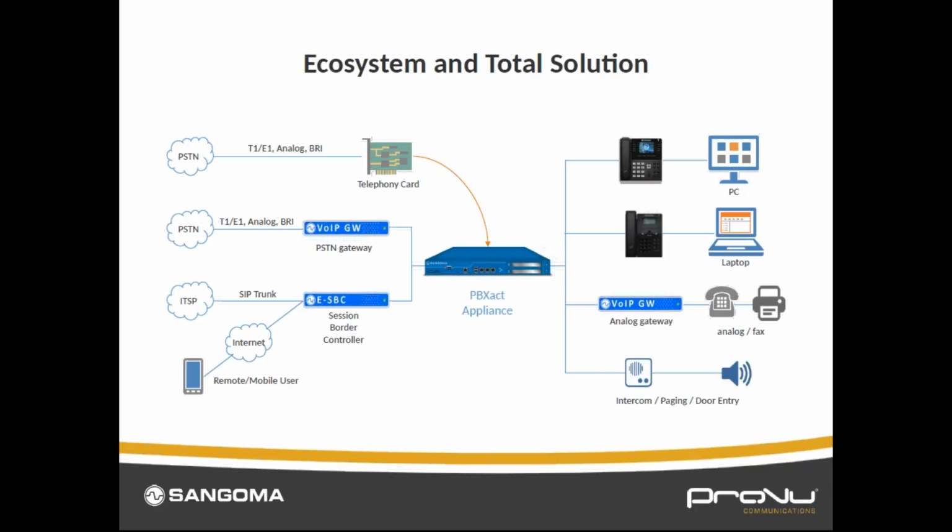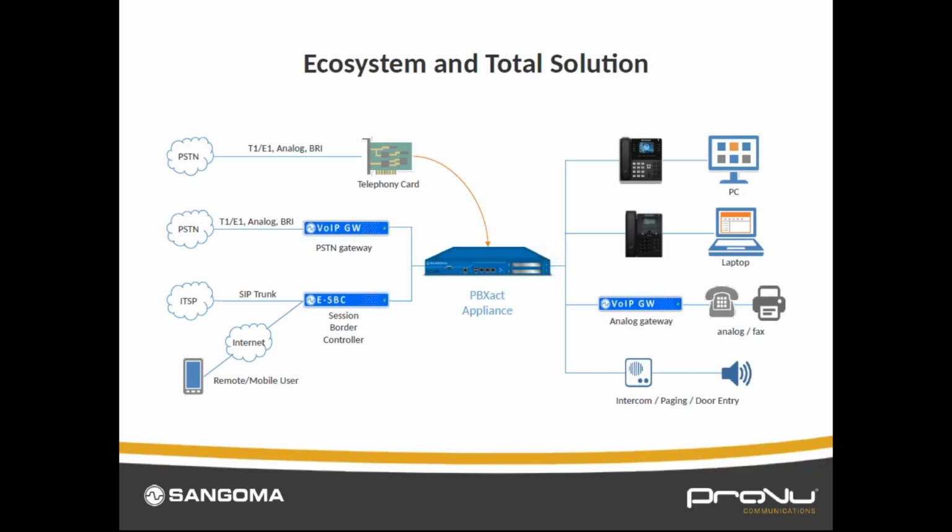Moving around in a kind of clockwise direction, every office has some kind of analog lines, whether that's door entry, lift phones, fax machines, franking machines, modems. There's all kinds of stuff out there. Maybe analog lines in a warehouse that are too far to run Cat5 cable. In that case, an analog gateway, or what we would call an FXS gateway, gives dial tone to those phones. So we have a range of that. If you need to bring in intercom, paging, door entry, these solutions are available.